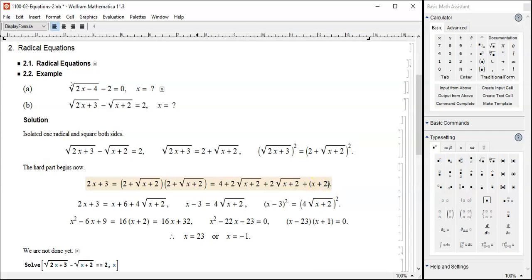So you have to take the like terms together and isolate the second radical. That's what I did here. Take the like terms together, take more like terms together to simplify and isolate. Now square both sides.